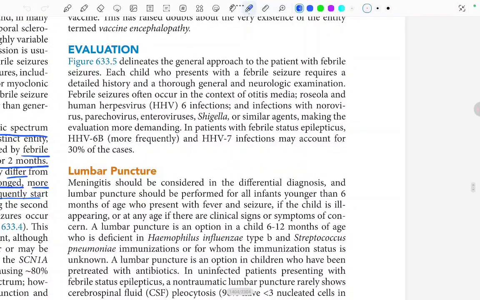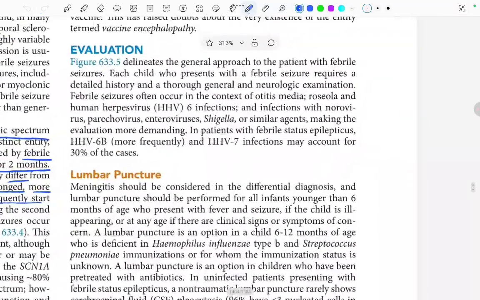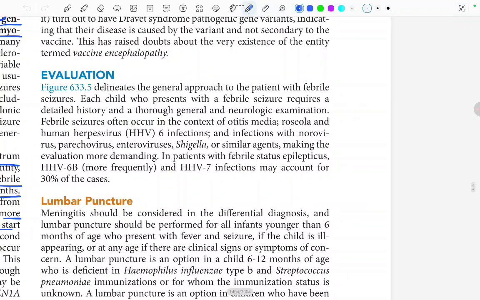Now coming to the evaluation. In febrile seizures, the figure we will read delineates the general approach to the patient with the febrile seizure. Each child who presents with the febrile seizure requires a detailed history and a thorough general and neurologic examination.